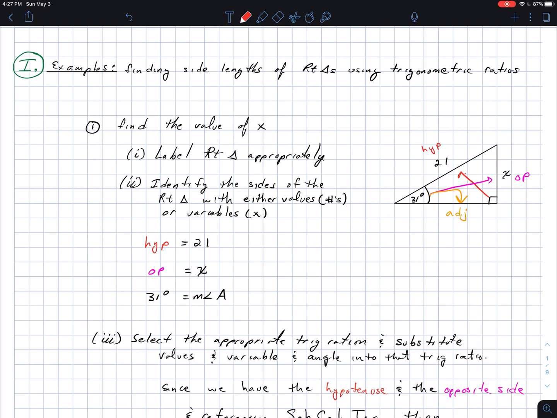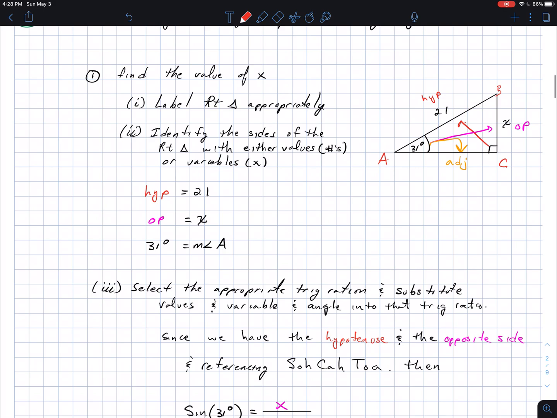So we identified the sides of the right triangle with either values or variables, and we notice what we have. We know the hypotenuse is 21. We know that the opposite side is x, and we know the measure of the angle in question, which happens to be A, because we're calling it A, why not? Remember, we can just do this, A, B, and C. Then that angle A is 31 degrees.